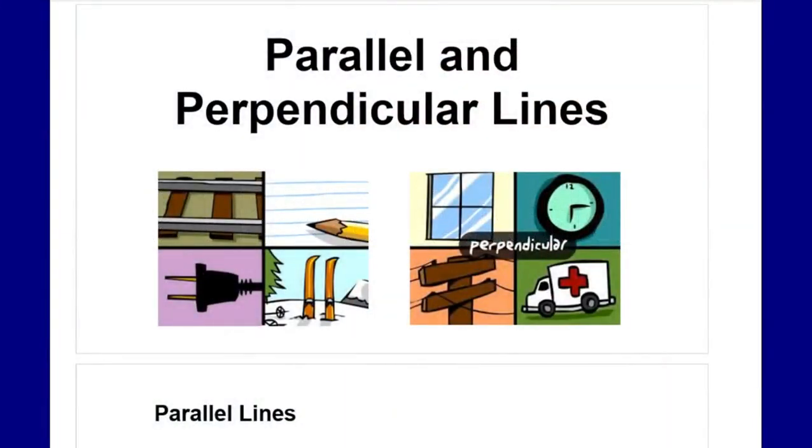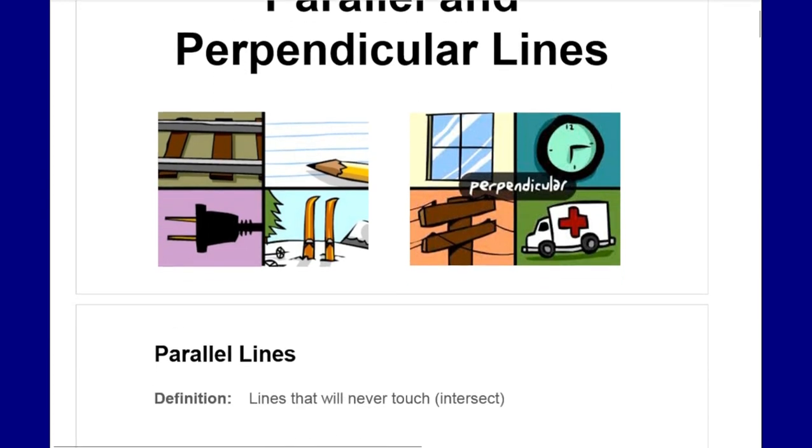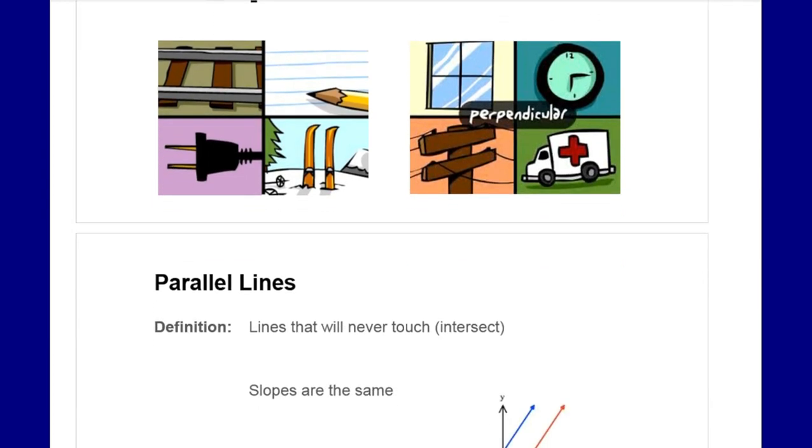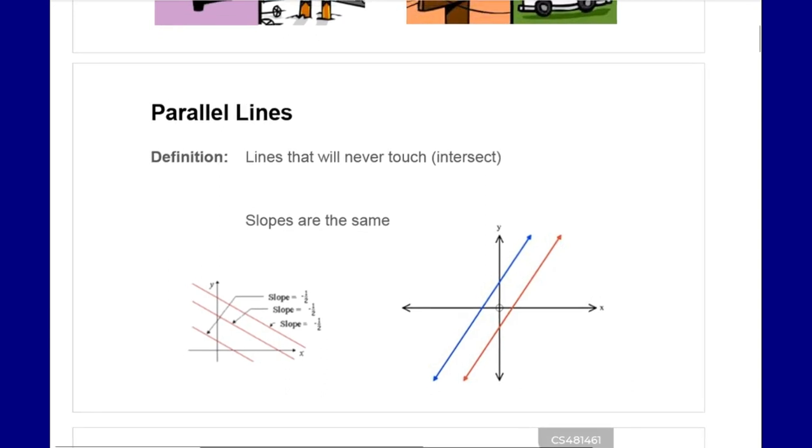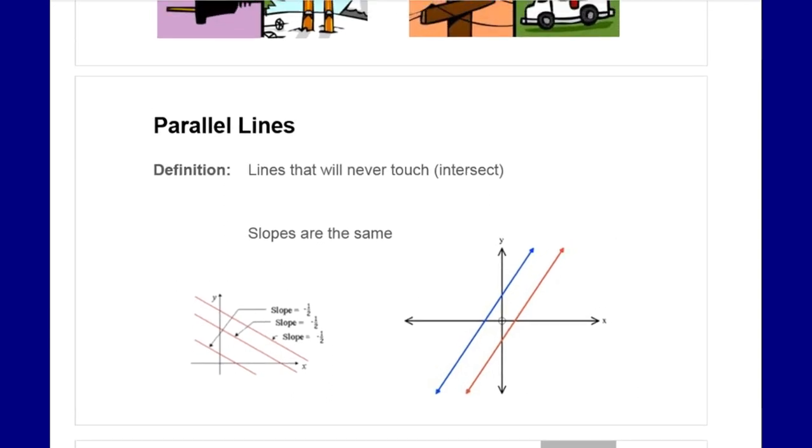In today's lesson, we are going to be looking at parallel and perpendicular lines, as well as horizontal and vertical lines. So we're going to start with parallel and perpendicular. You might have heard these terms before, hopefully you have. Parallel lines, by definition, are lines that will never touch. And what's unique about parallel lines is that their slopes are the same. So in order for them to never touch, their slopes need to be the same, right?